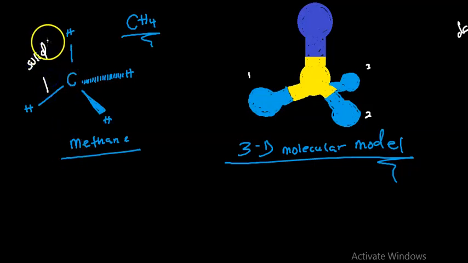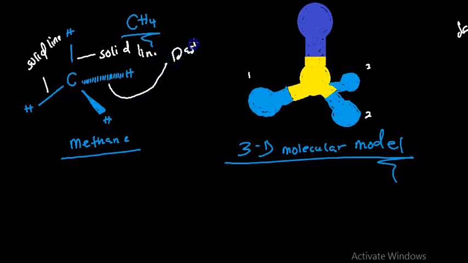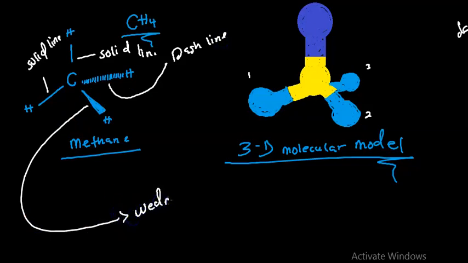Example of solid line. This is also an example of solid line. And this is a dashed line. And this we call a wedge line. Or let me just call it wedge.